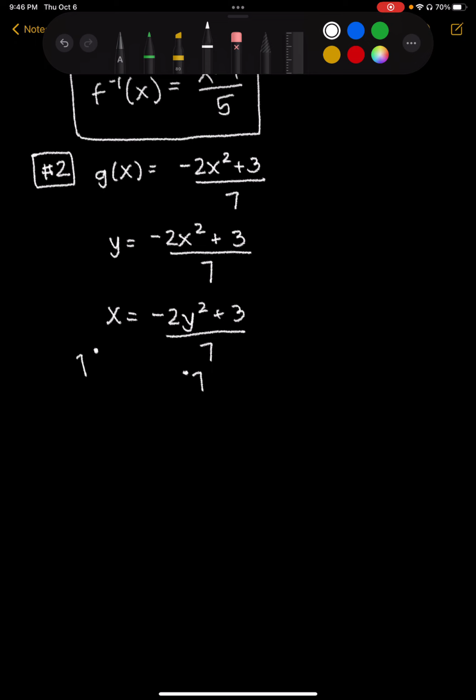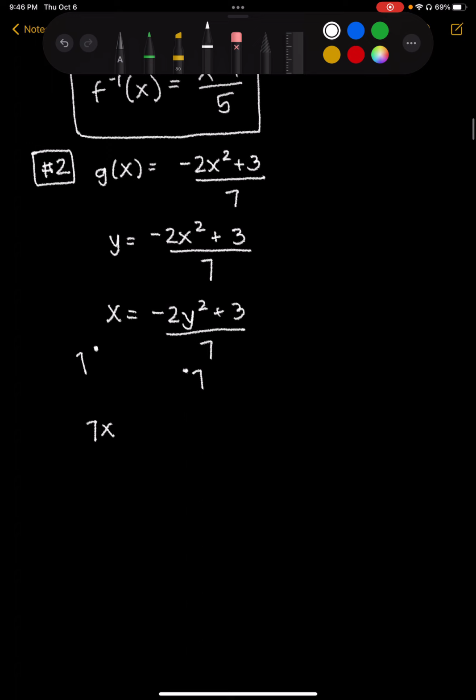When I multiply the left side by 7, I just get 7x. When I multiply the right side by 7, the 7's cancel out, and I'm left with -2y squared plus 3. Then, still wanting to get y by itself, I'm going to subtract 3 from each side.